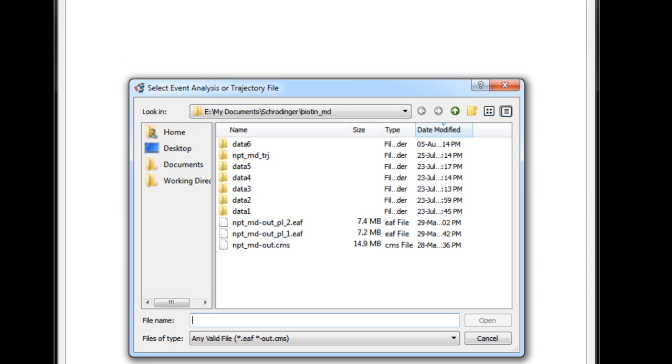Now, the first time you run this, you'll need to load in the trajectory file, i.e. the -out.cms file, which should be in the same location as the trajectory directory, which contains the trajectory frames needed to be analyzed. Notice that you can also load in the .eaf event analysis file, which is the output for the simulation interactions diagram, meaning that you can quickly load in a previous analysis.